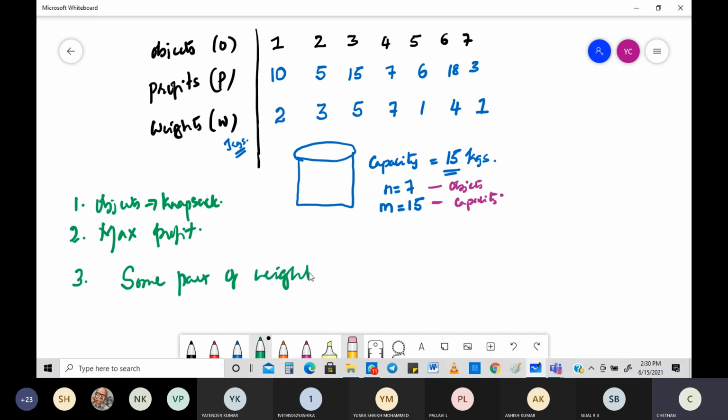Okay, some part of the weight can also be put in this. So what is the meaning of this? If there is 10 kgs, if you can't put all the 10, you can put only 5. No problem. It is not a problem. Can I say this is more like putting vegetables or fruits into some sort of a knapsack?